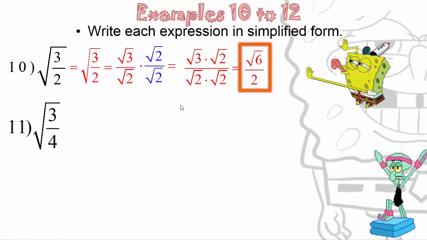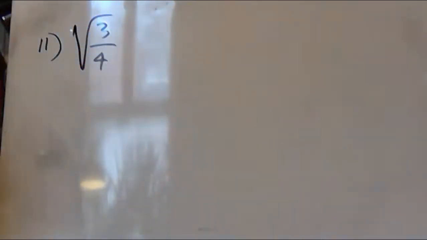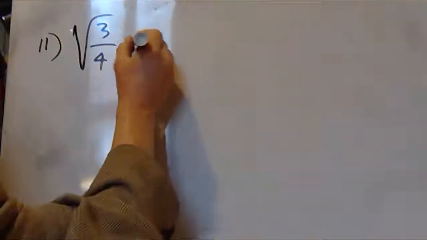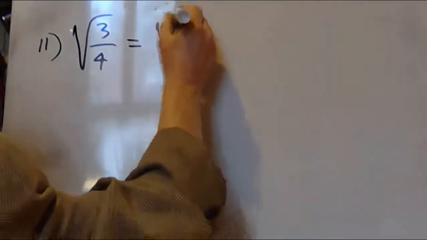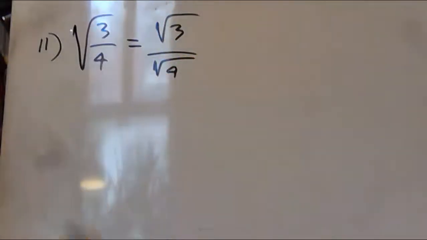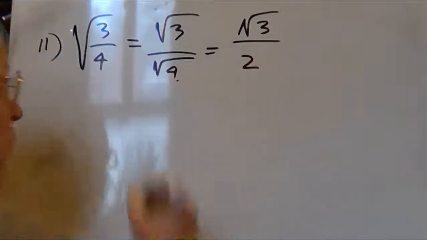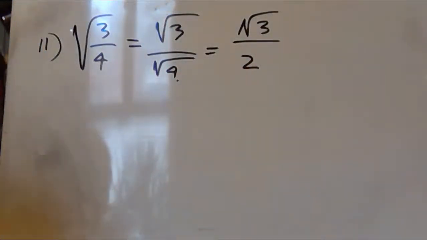In example number 11, we're asked to simplify the square root of 3 over 4. And again, we have a situation where we have a fraction under a radical sign. So let us go over to the whiteboard and work this one out. Square root of 3 over 4, this doesn't help us any. So I can rewrite that now as square root of 3 over square root of 4. But this is very, very nice because we end up having a perfect square on the bottom here, and we end up with 3 over 2 since 4 is a perfect square.